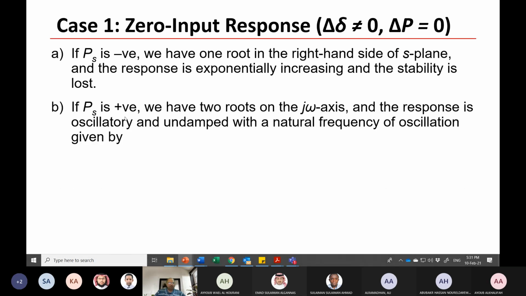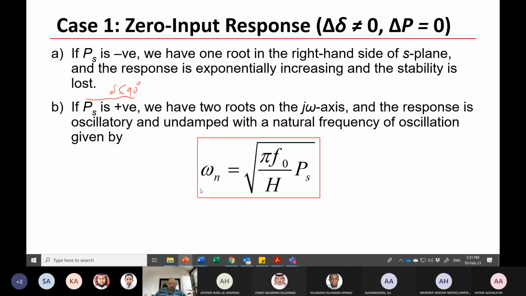And if Bs is positive, that means delta is less than or equal to 90, we have two roots on the imaginary axis, and the response is oscillatory and undamped. There is no damping, and the oscillation is constant. The overshoot is constant. There is no damping, with the natural frequency of oscillation given by omega n equal to this.